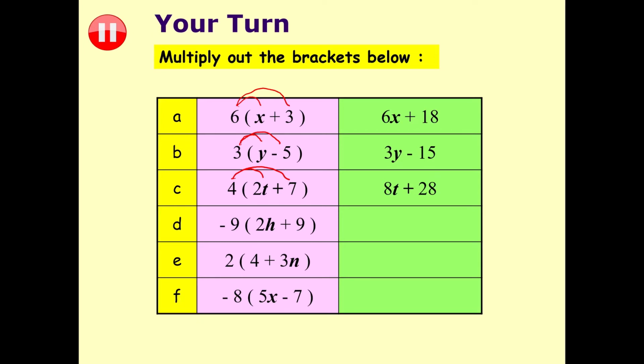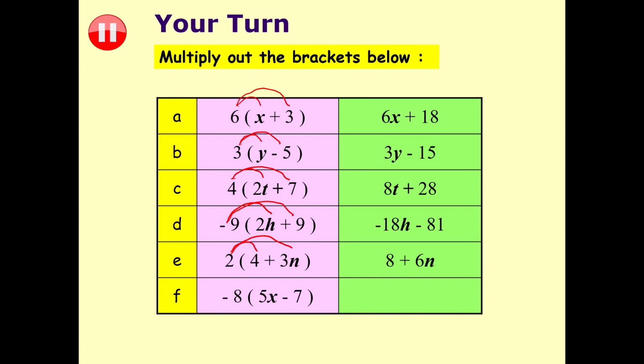Question D, we've got a negative in front of our bracket here. So we've got negative 9 times 2h to give us negative 18h, and then negative 9 times plus 9, which will give us negative 81. So you should have negative 18h, subtract 81. Question E, we've got 2 times 4 to give us 8, and then 2 times plus 3n to give us plus 6n. So you should have 8 plus 6n.